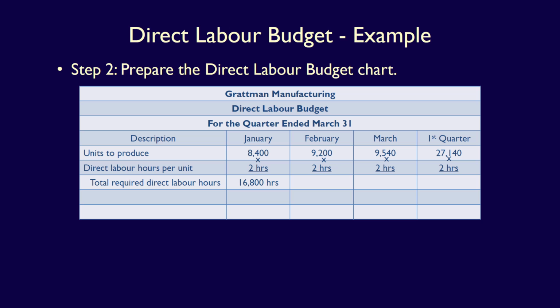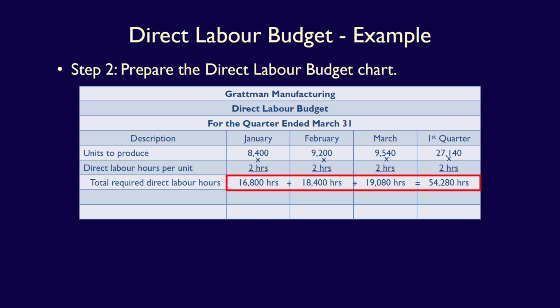For January, 8,400 units multiplied by 2 hours is equal to 16,800 hours. For February, 9,200 units multiplied by 2 hours is equal to 18,400 hours. For March, 9,540 units multiplied by 2 hours is equal to 19,080 hours. And for the first quarter, 27,140 units multiplied by 2 hours is equal to 54,280 hours, which is the total direct labor hours needed in order to meet our production needs for the first quarter.